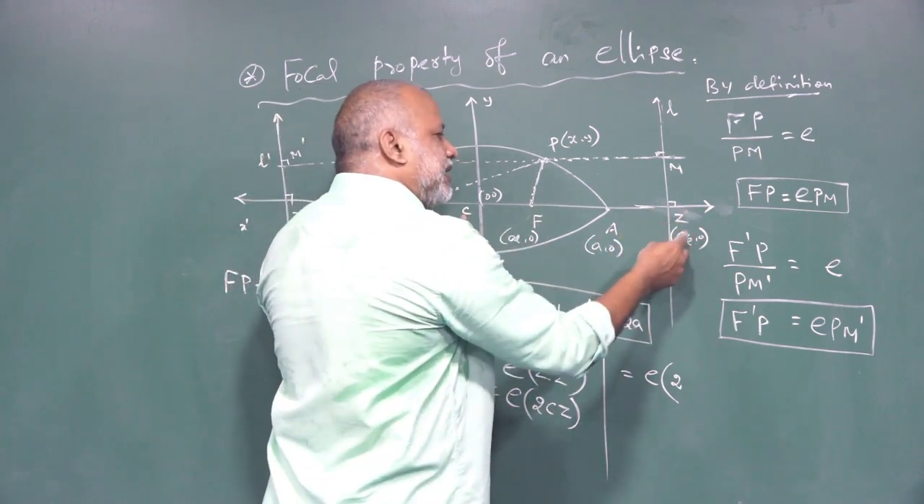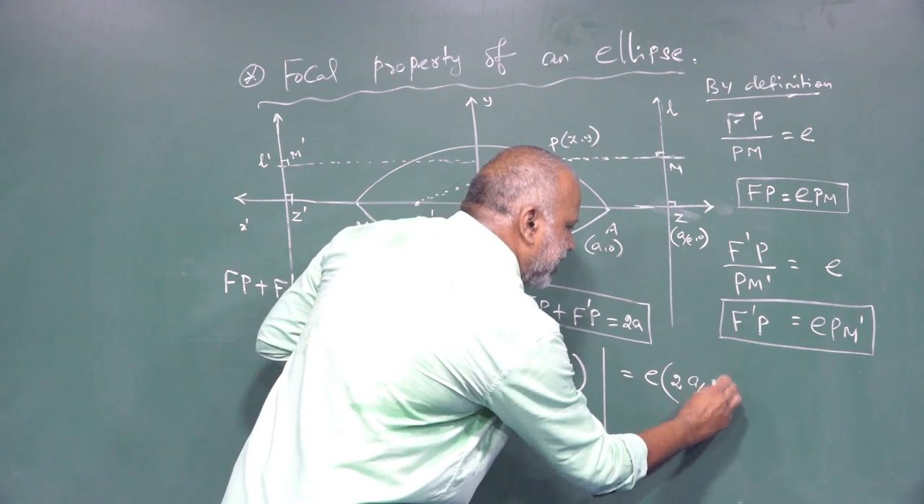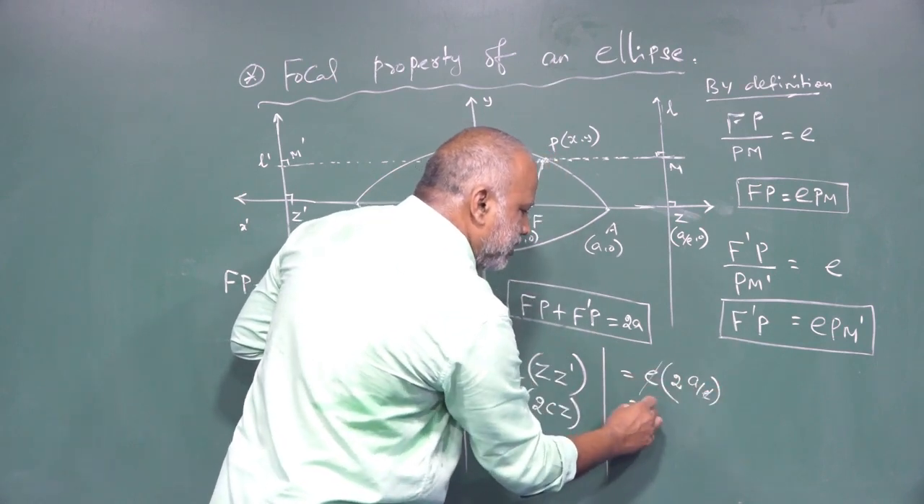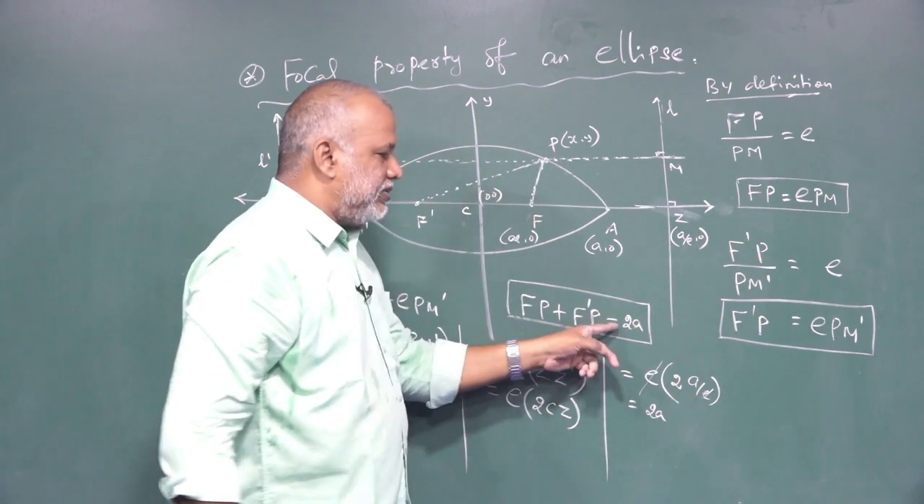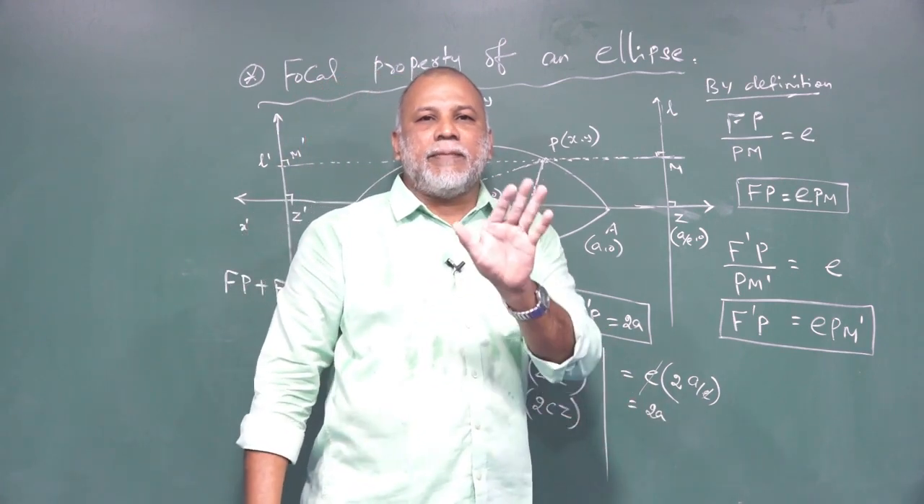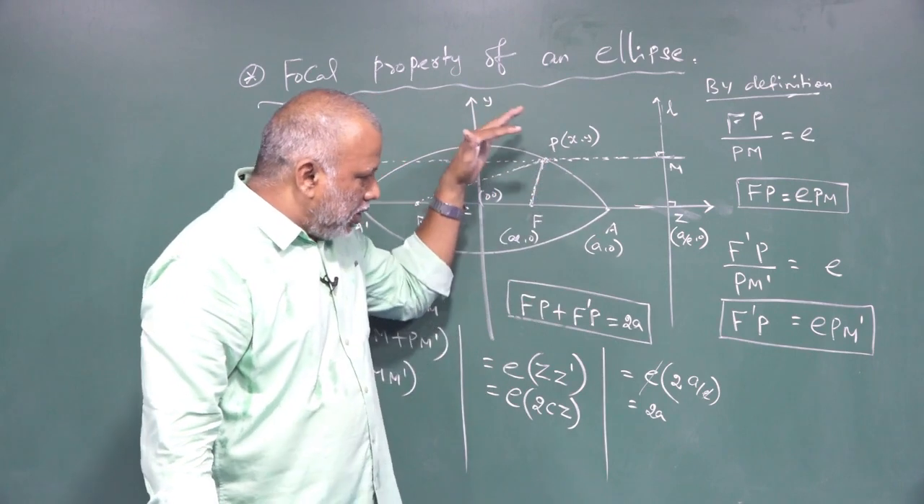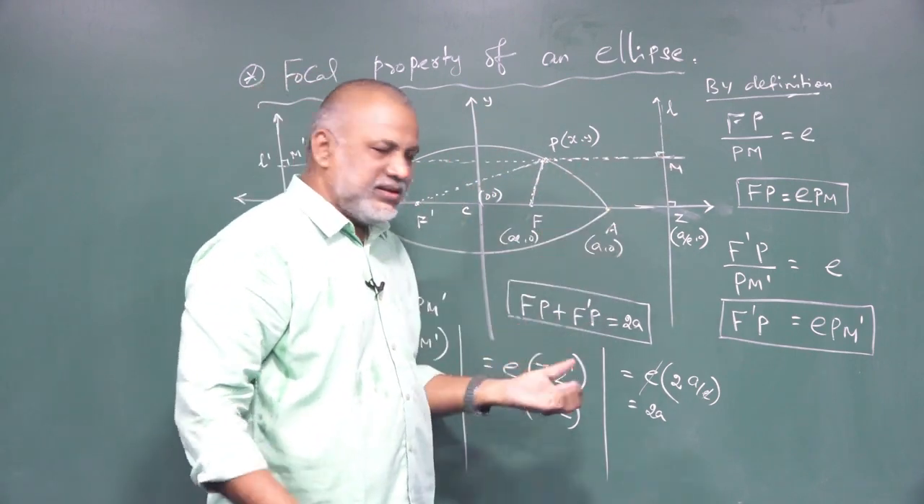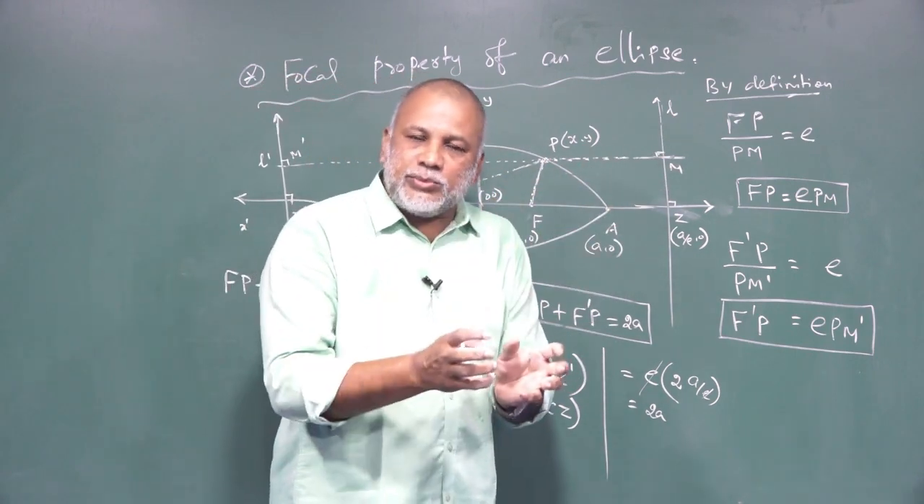From this CZ, it is nothing but A by E. E will be removed. We can get 2A. So 2A is, what is the name? Length of the major axis. So it is one of the important derivations. See, everything is a derivation. So everything is concept oriented.